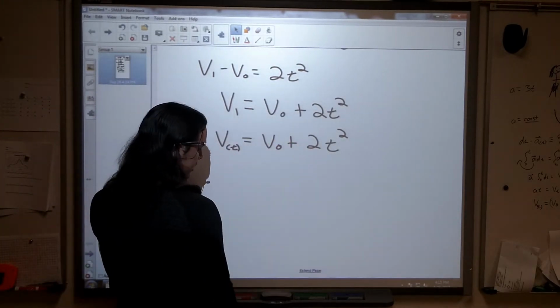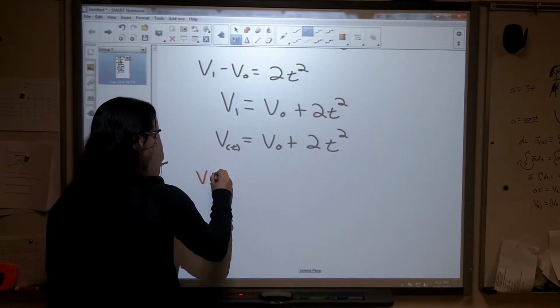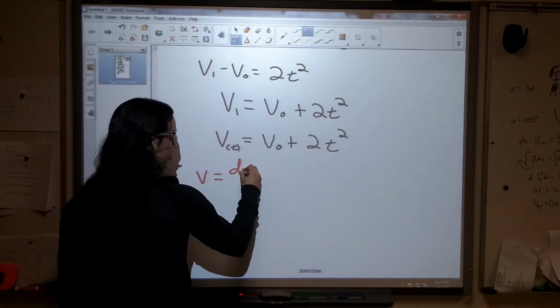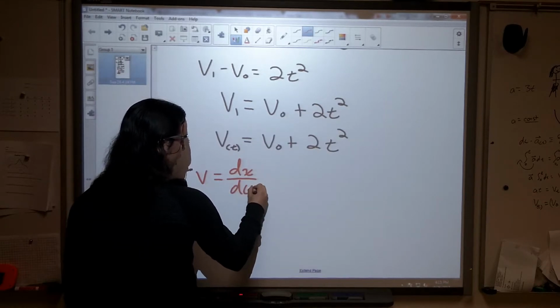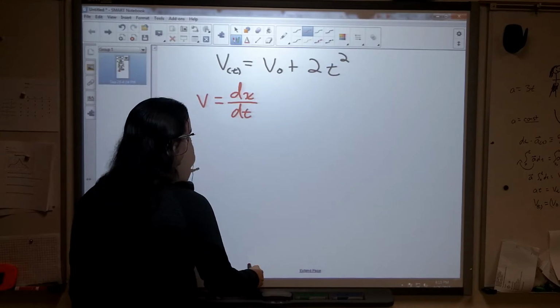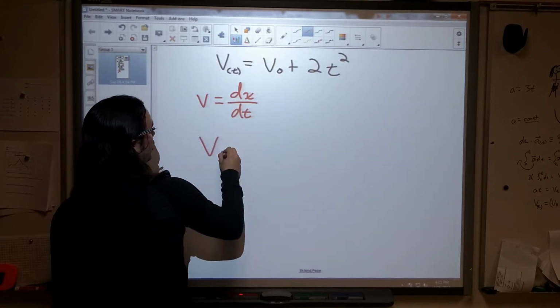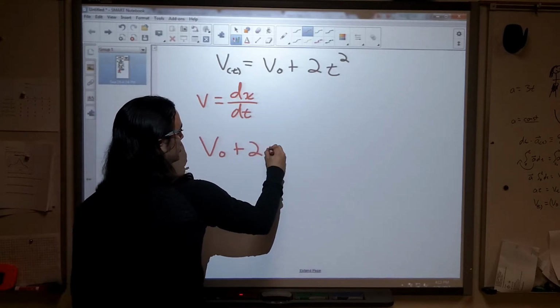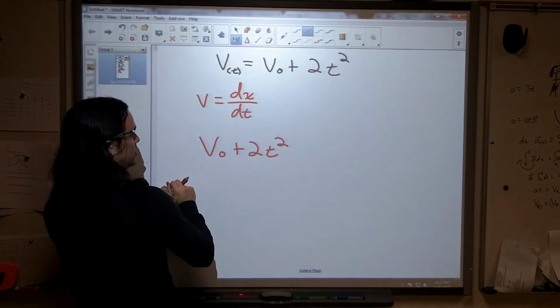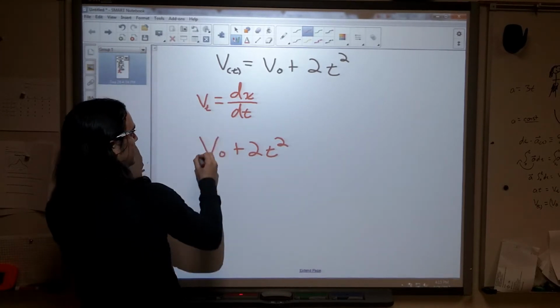Okay, well, this is our velocity as a function of time. Let's take it to the next step. We know our velocity as a function of time will be equal to the time derivative of our position as a function of time. Here's my velocity as a function of time. I put in t and my initial velocity, and that would be v of t.